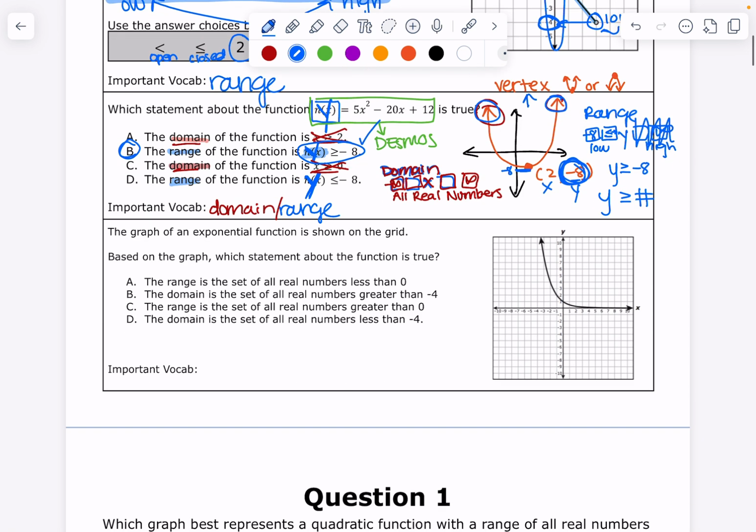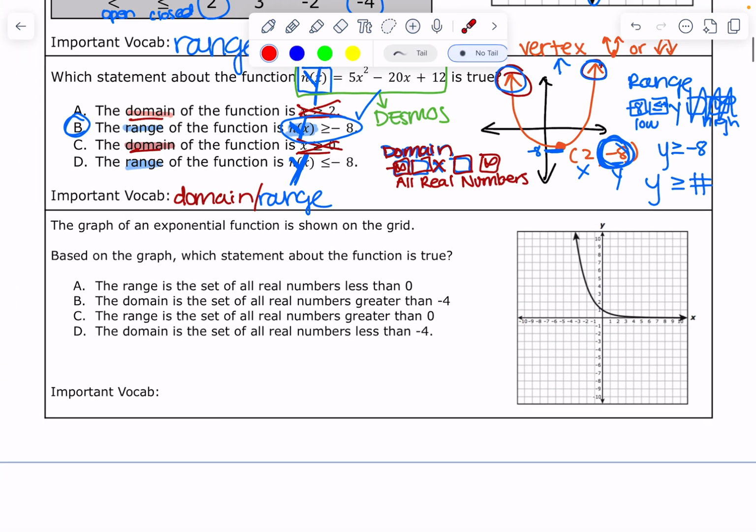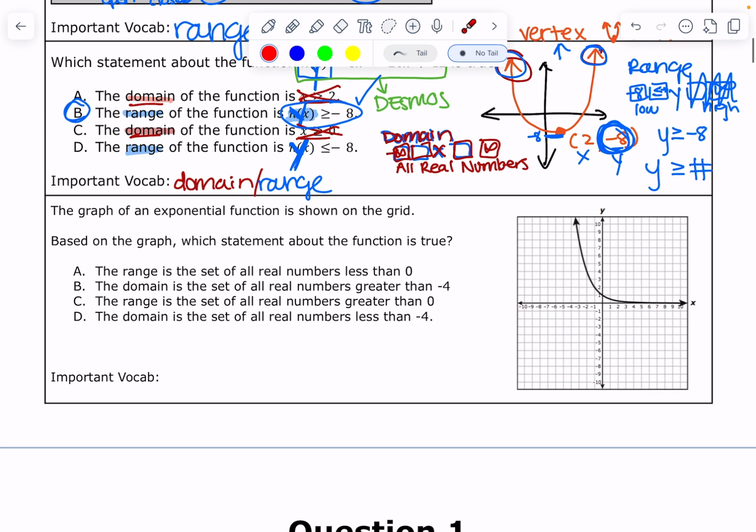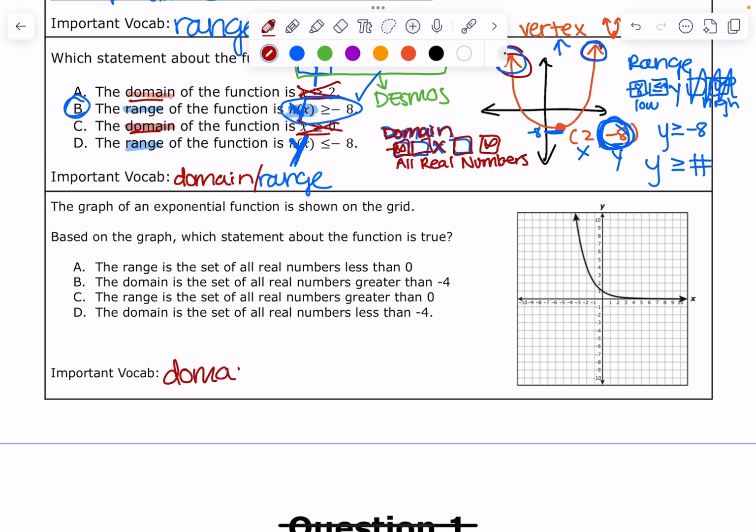Okay, let's try the last one. It says the graph of an exponential function is shown on the grid. Based on the graph, which statement about the function is true? So I am again going to look at my answers, see what I need to look for. It says range, domain. So again, in this situation, I'm looking for domain and I'm looking for range.